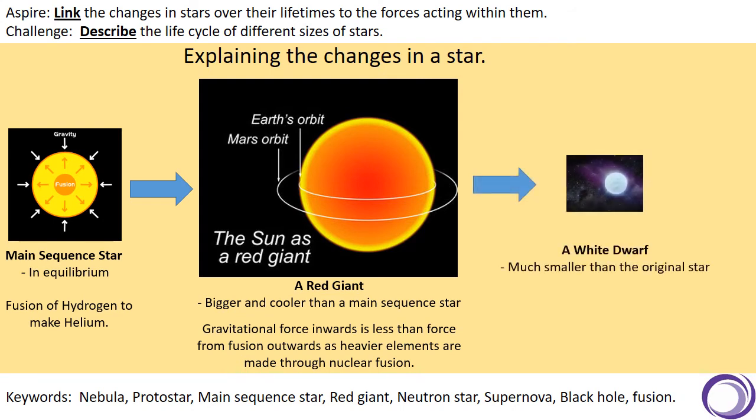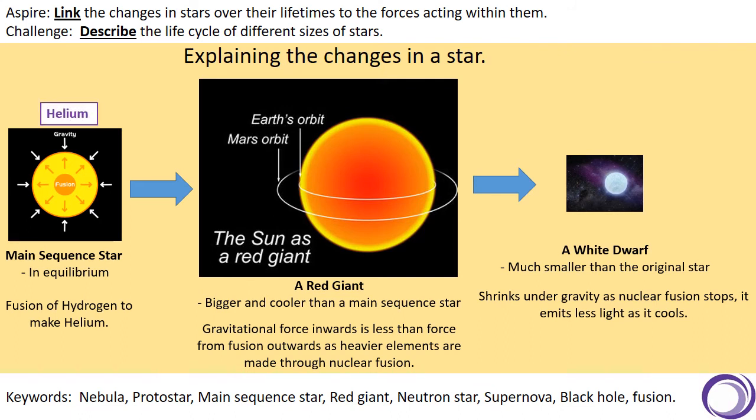And then this isn't a direct change, but a red giant here will eventually turn into a white dwarf. So it's much smaller than the original, so it shrunk. So if it shrinks, that must be because gravity is greater. And that's because nuclear fusion has stopped in a white dwarf. It's just got its heat from where it was before, and eventually it'll cool.